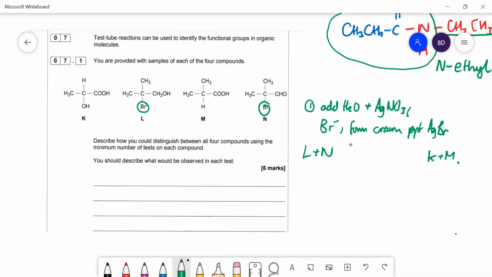Okay, and then you can do exactly what we did last time. You can distinguish between K and M by doing the potassium dichromate, because it will oxidize that. And then distinguish L and N the same way by using the Fehling's test. So that would be a total of three different tests as well, which is the minimum. As I say, there are other ways of doing it, but just two possible ways there. Okay, so leave that there, and the second half will be in the next video.